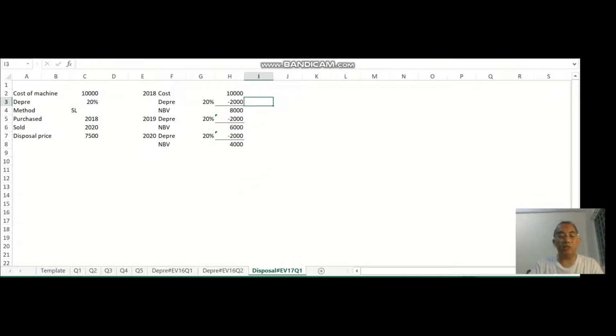So for the first year, the accumulated depreciation will be 2,000, because depreciation for the first year is 2,000. As for the second year, the accumulated will be the last year's accumulated plus the current year depreciation, so it will be 4,000. And the accumulated depreciation for the third year, that is in 2020, will be the total from last year plus the current year, so the accumulated depreciation is 6,000. Now in 2020, this is the year that we are going to calculate. In 2020, we dispose the machine at this price, 7,500. Okay, so let me do the simple T accounts.